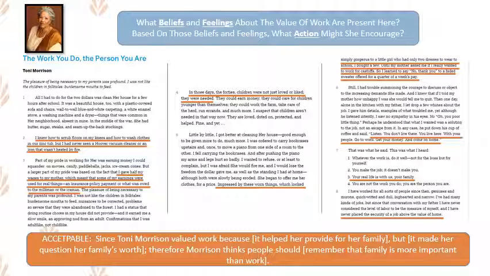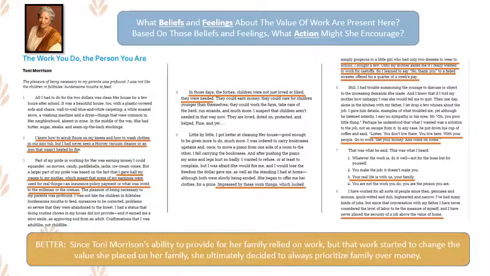Now, it's fine to fill in the sentence that way, and that would be an acceptable way to write down an argument, but you might be looking for a slightly more complex way to do that. In this case, it might sound something like this. Since Toni Morrison's ability to provide for her family relied on work, but that work started to change the value she placed on her family, she ultimately decided to always prioritize family over money.